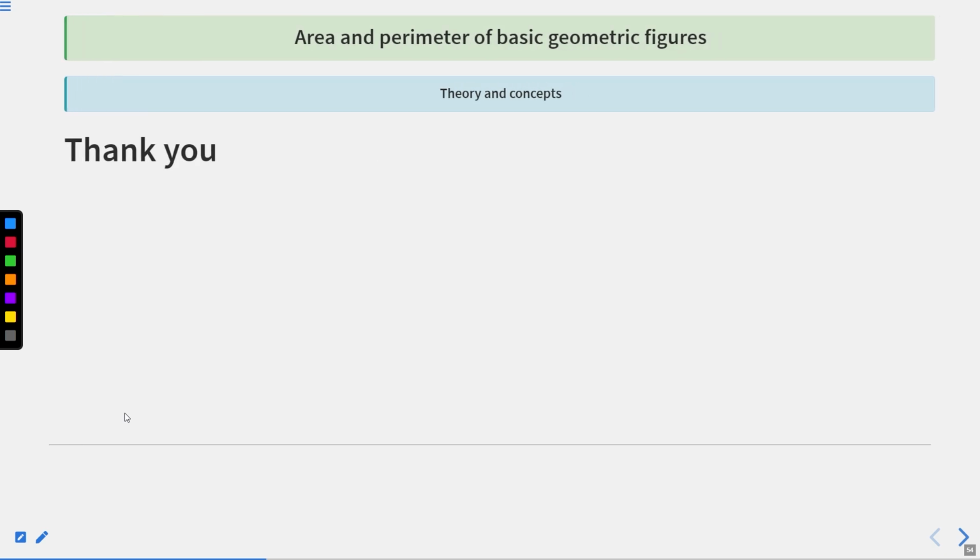So that was all for this lecture, and in the next lecture we will see some problems based on this lecture. In this lecture, we studied the area of square, rectangle, parallelogram, rhombus, trapezium. We are going to see problems based on these figures in the next lecture. Till then, try to learn all the formulas, understand them, and in the next lecture, we will see problems.